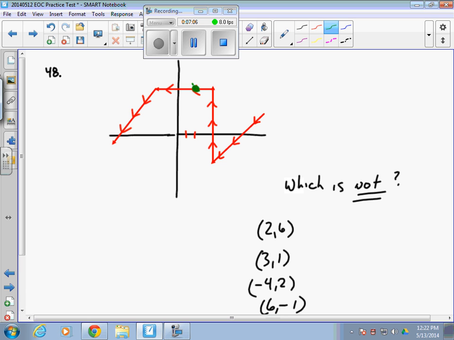3, 1 is there: 1, 2, 3, and it's like right there. And then the last one, 6, negative 1. At 6, negative 1, it's right there. So those three are. But the one, negative 4, 2: if you go to negative 4 and positive 2, it's going to come out right here. That's not on his path. So it says which one's not on his path. You ought to be able to figure that out really easy.